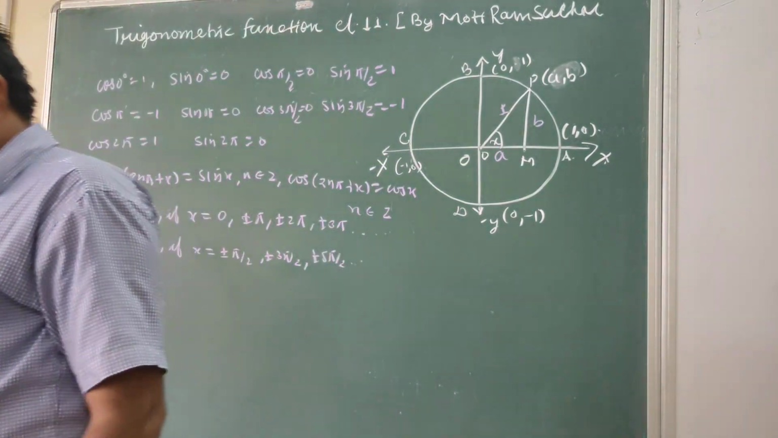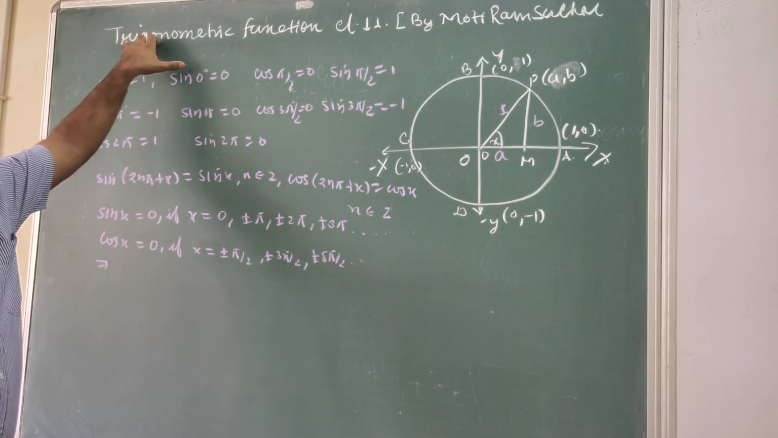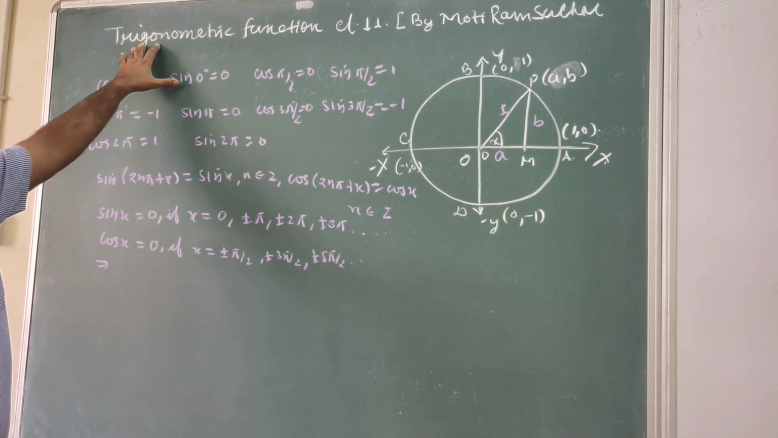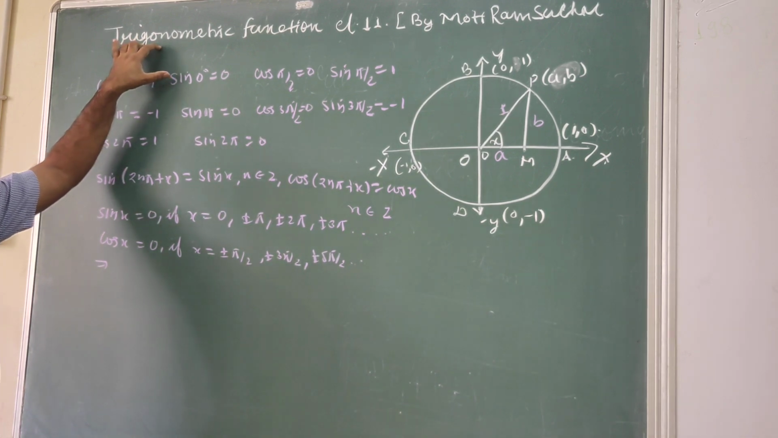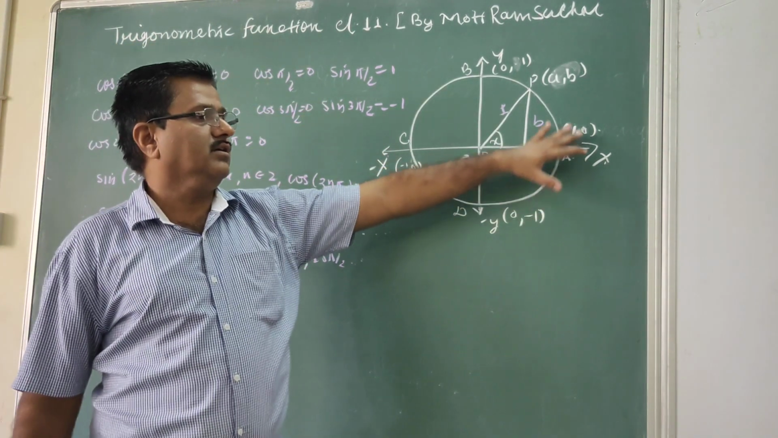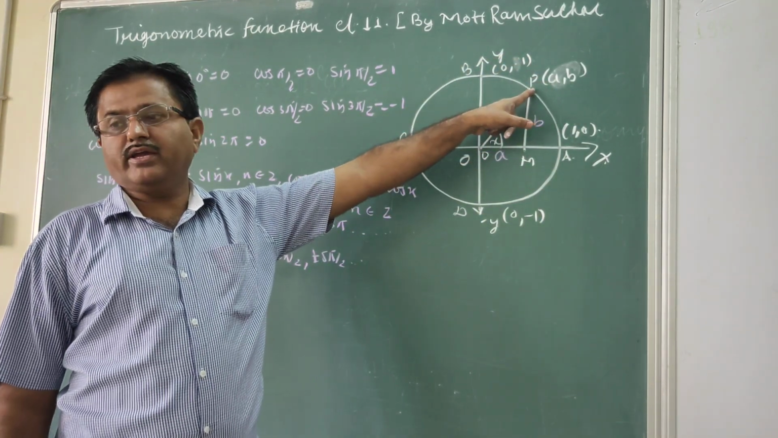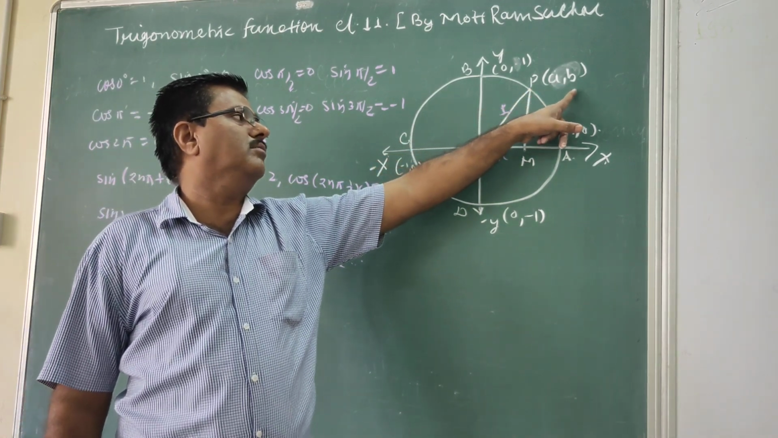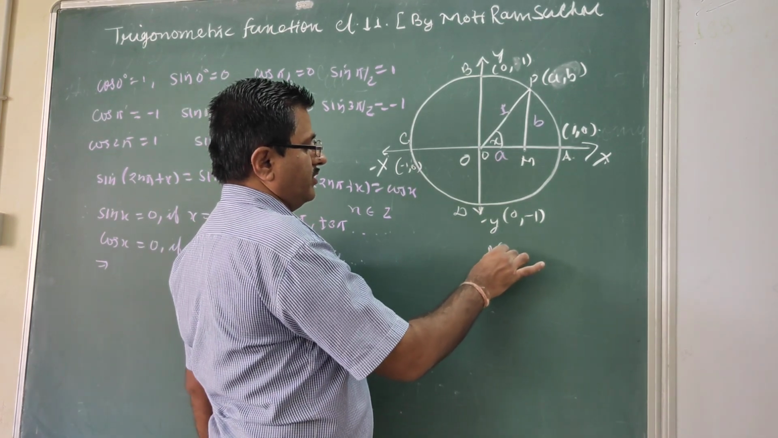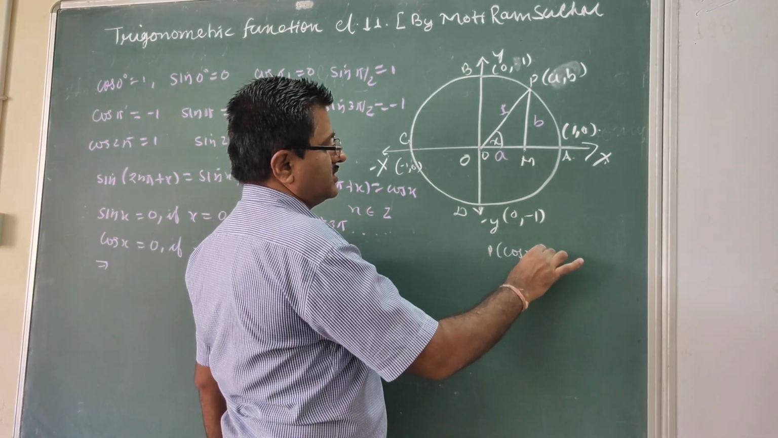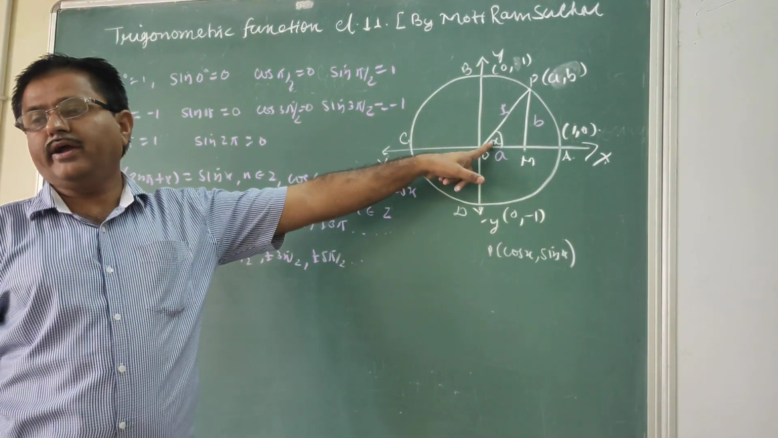So we are talking about the trigonometric function, in which we are seeing the values of trigonometric functions at different quadrants. In the previous class you have seen this figure. We are considering a unit circle having radius 1, and we are taking a point P on the boundary with coordinates (a, b), and we have already shown that the coordinates of point P will be cos x and sin x, where x is the angle at the center.